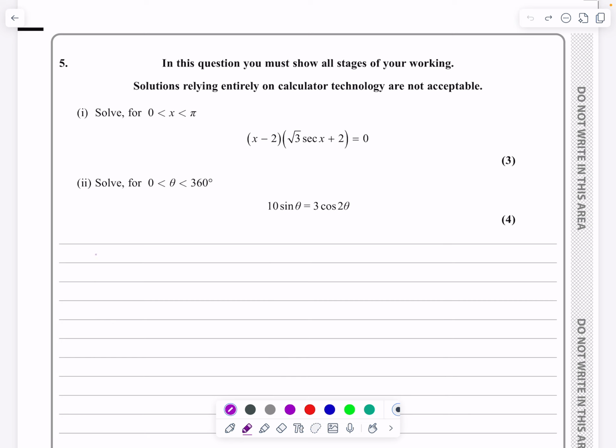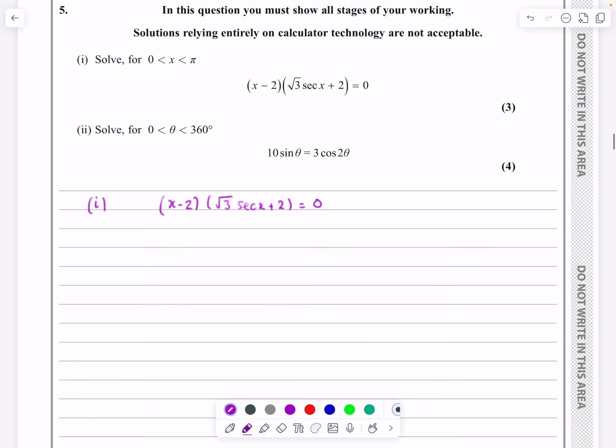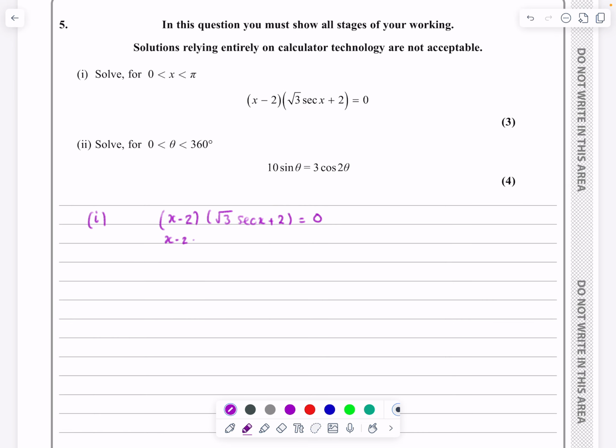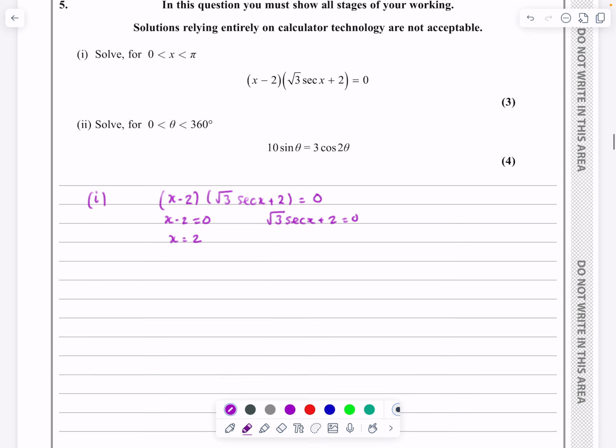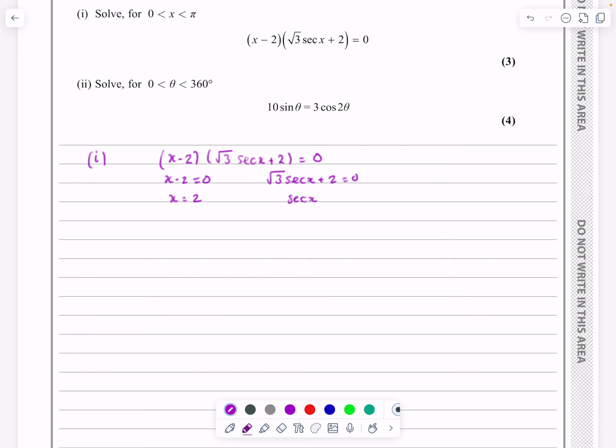Part 1 says solve for x between 0 and pi. Okay, so be aware of the range. (x - 2)(root 3 sec x + 2) is going to be equal to 0. So x minus 2 equals 0 would give me x equals 2, which is in the range. And the other one's going to give me root 3 sec x plus 2 equals 0, which rearranged is going to give me sec x is equal to minus 2 over root 3.